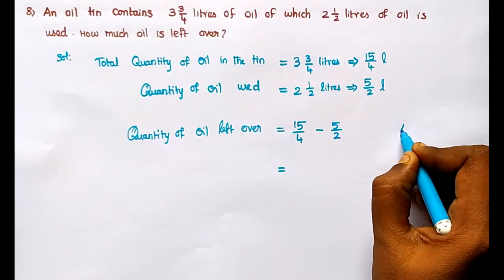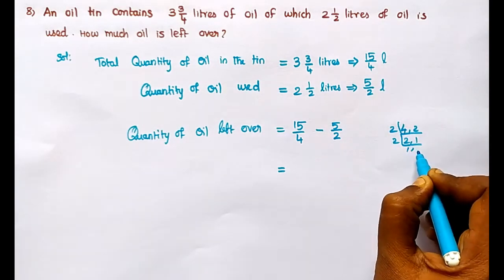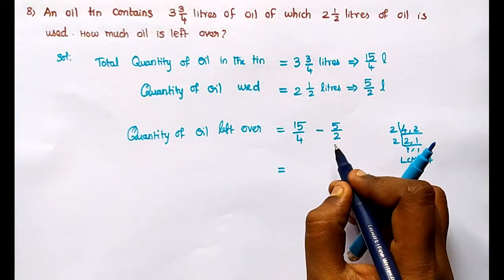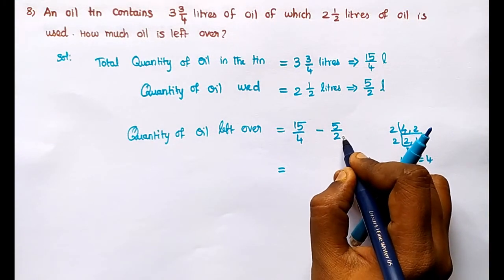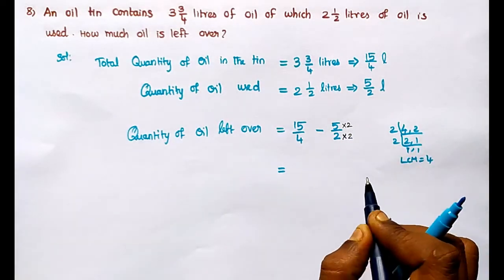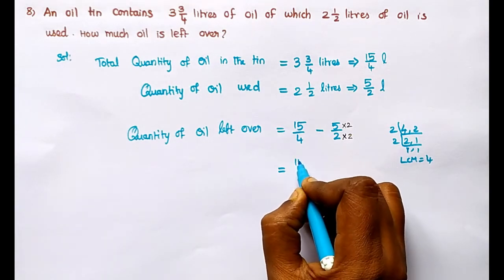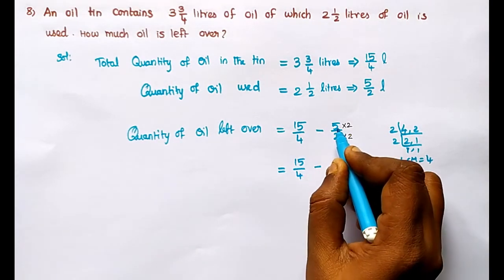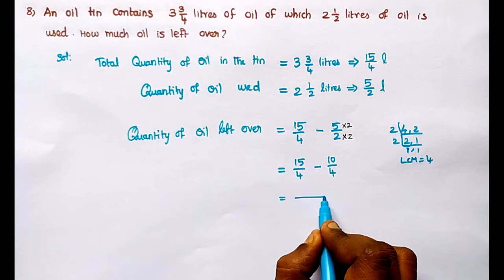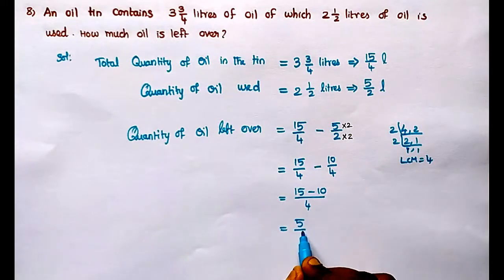Take LCM for 4 and 2, we get LCM 4. So LCM equal to 4. Now here the denominator is 2. To change into 4 we multiply with 2. The same number we have to multiply with the numerator also. So here multiply with 1. So 15 by 4 minus 5 2s are 10 by 4. Now the denominators are same. Put in common. 15 minus 10, that is 5 by 4.